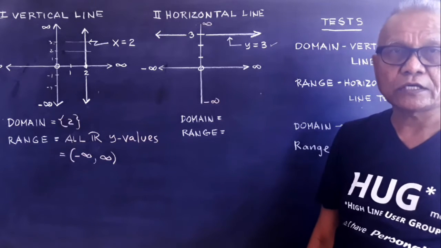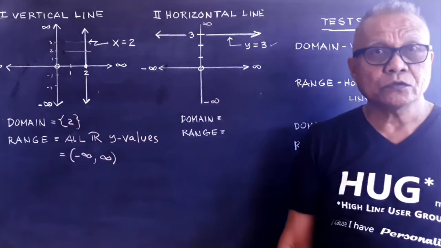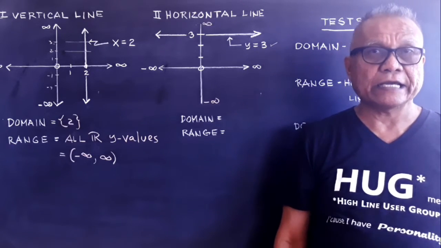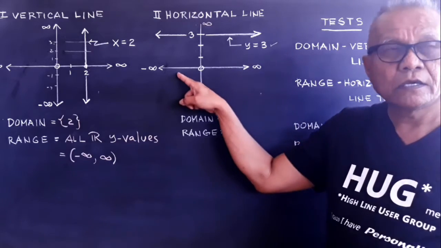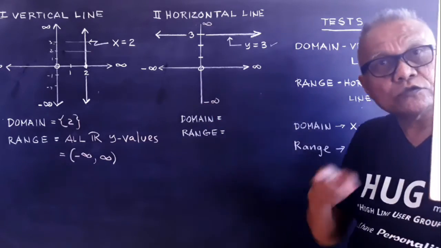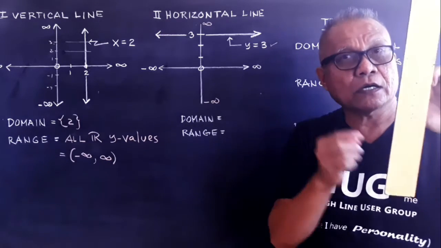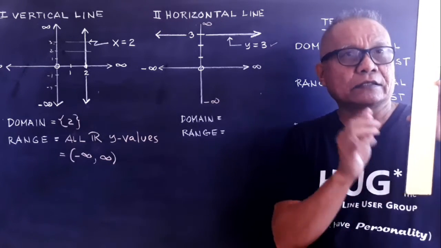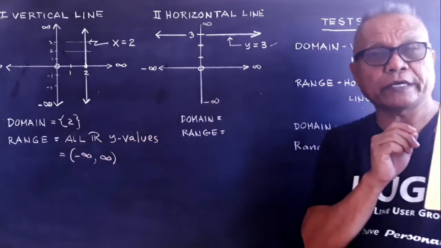Now let us check the domain. What do we do with the domain? We use the vertical line test. So here is the x-axis, and we are going to use the vertical line. If the vertical line intersects our function, then that value there is included in our domain.